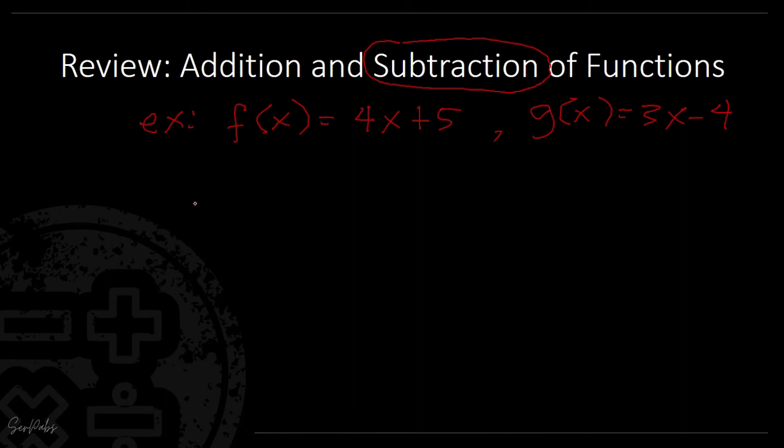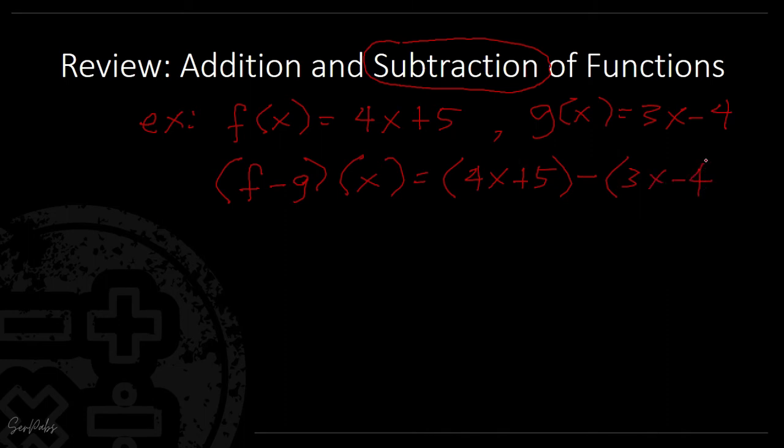So, first thing to do, subtract the function. So, we have here f minus g of x equals 4x plus 5 minus 3x minus 4.